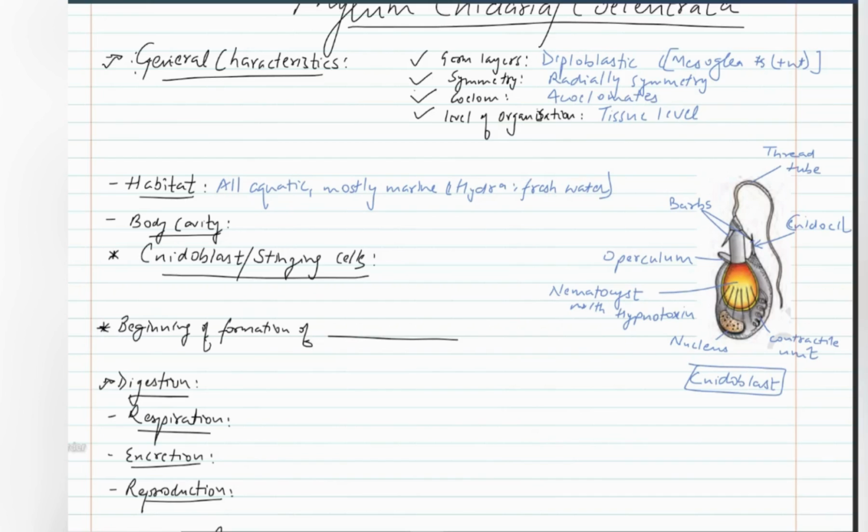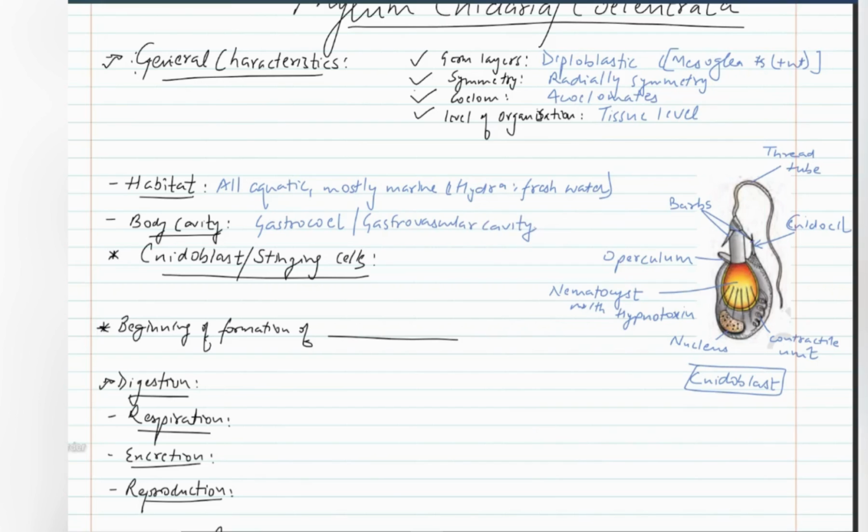Body cavity: there is a body cavity which is not lined by mesoderm, which is why we say that coelenterates are acoelomates. The body cavity which is present is known as gastrocoel or gastrovascular cavity.